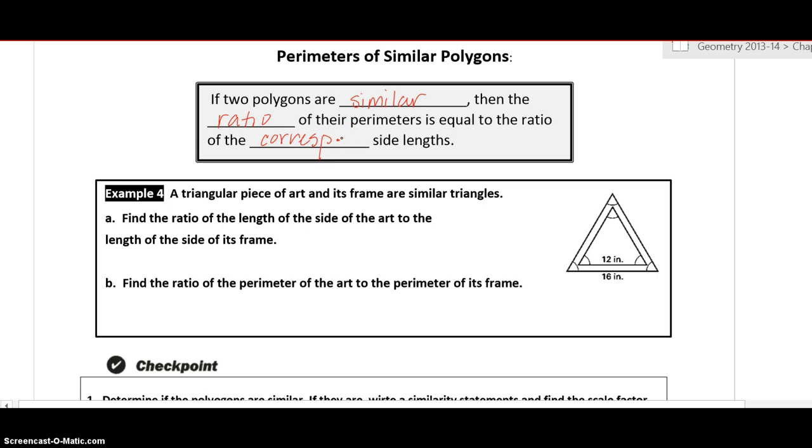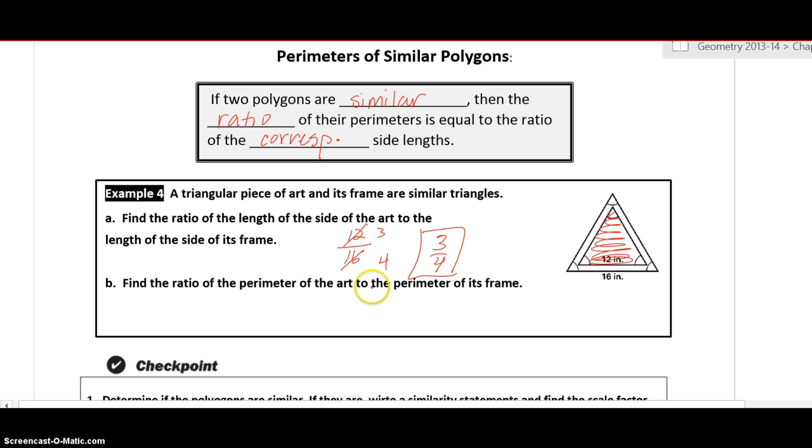So, example 4, a triangular piece of art and its frame are similar triangles. Find the ratio of the length of the side of the art to the length of the side of the frame. So in here we've got the art and then the frame that goes around it. So if we want the length of the art to the length of the frame, we get 12 to 16. But let's reduce that. We can reduce each by 4, and we get 3 to 4. That's the ratio between those, the art and the frame. This can also be called the scale factor.